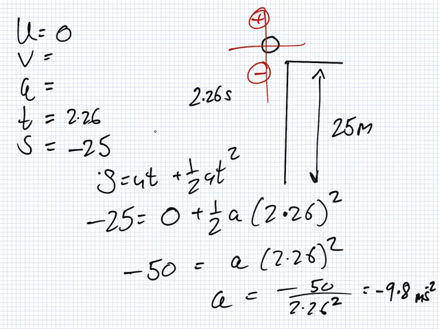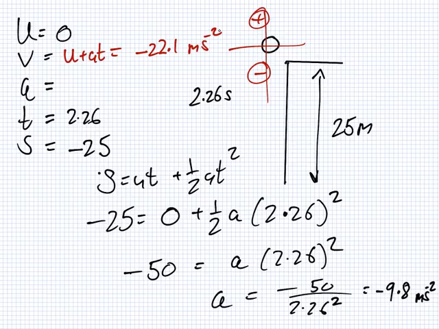And now, what do I want? Probably the V, is it? So what can give me the V? V equals U plus AT. But what's the U? It's just 0. So it's A times T, which is minus 22.1 meters per second. Now why is the V a minus?